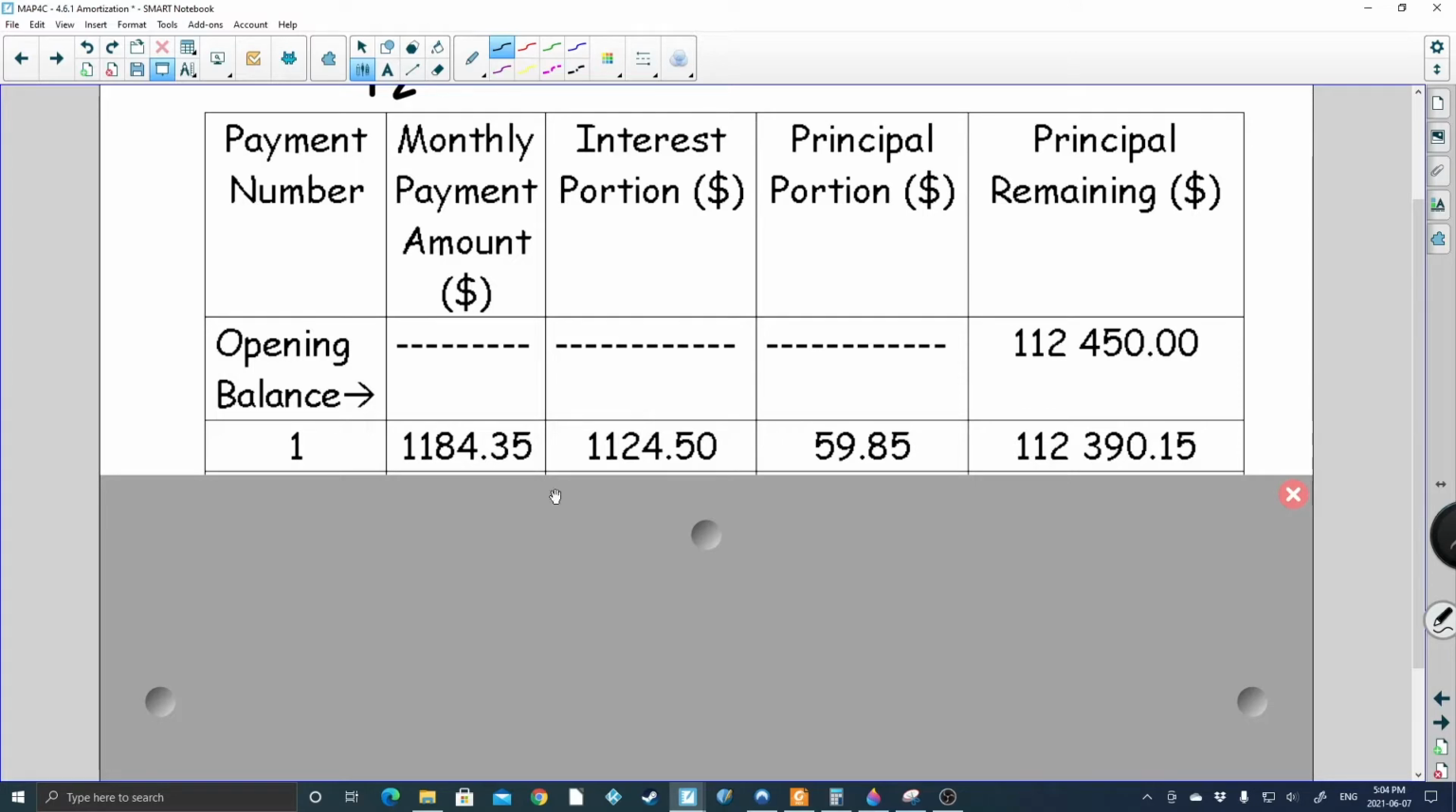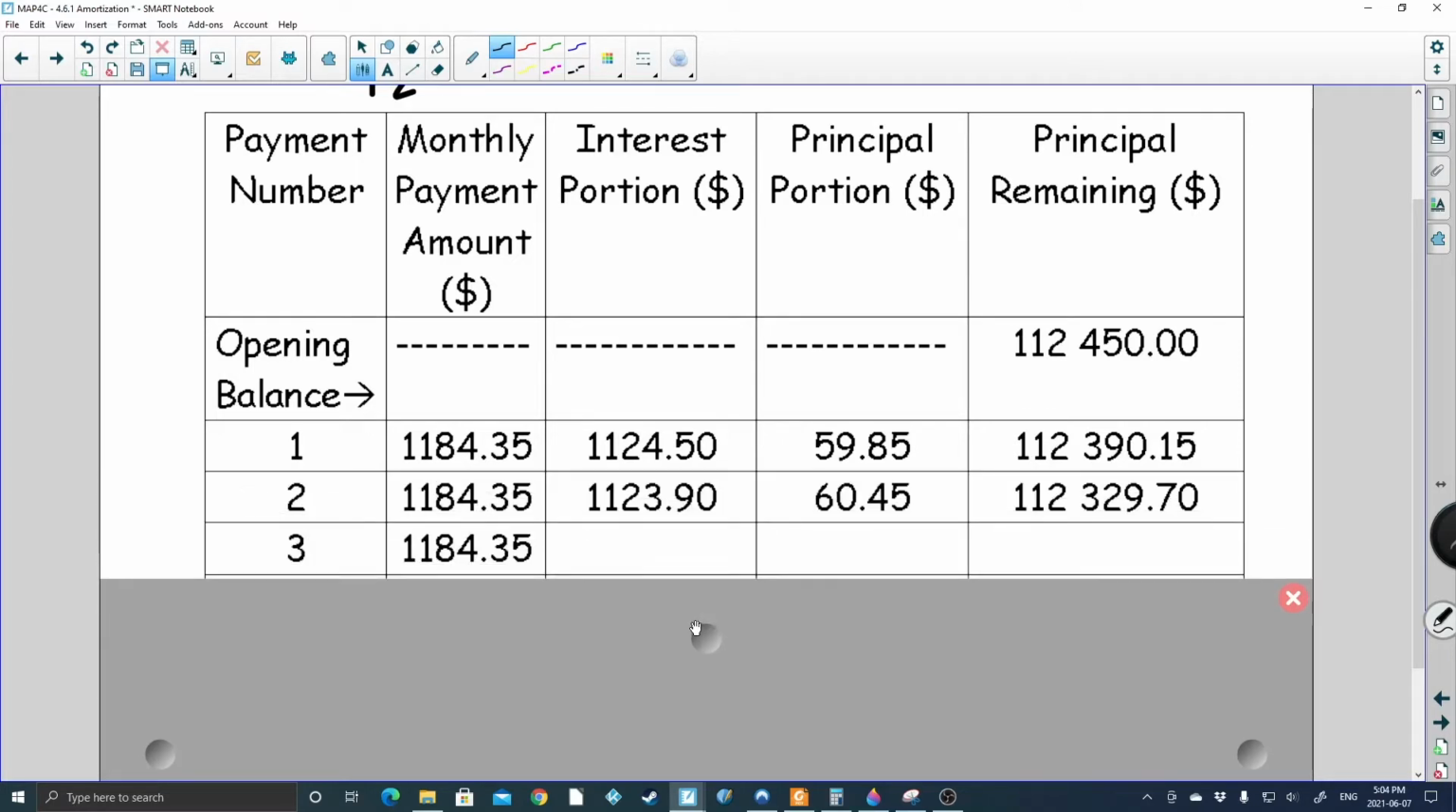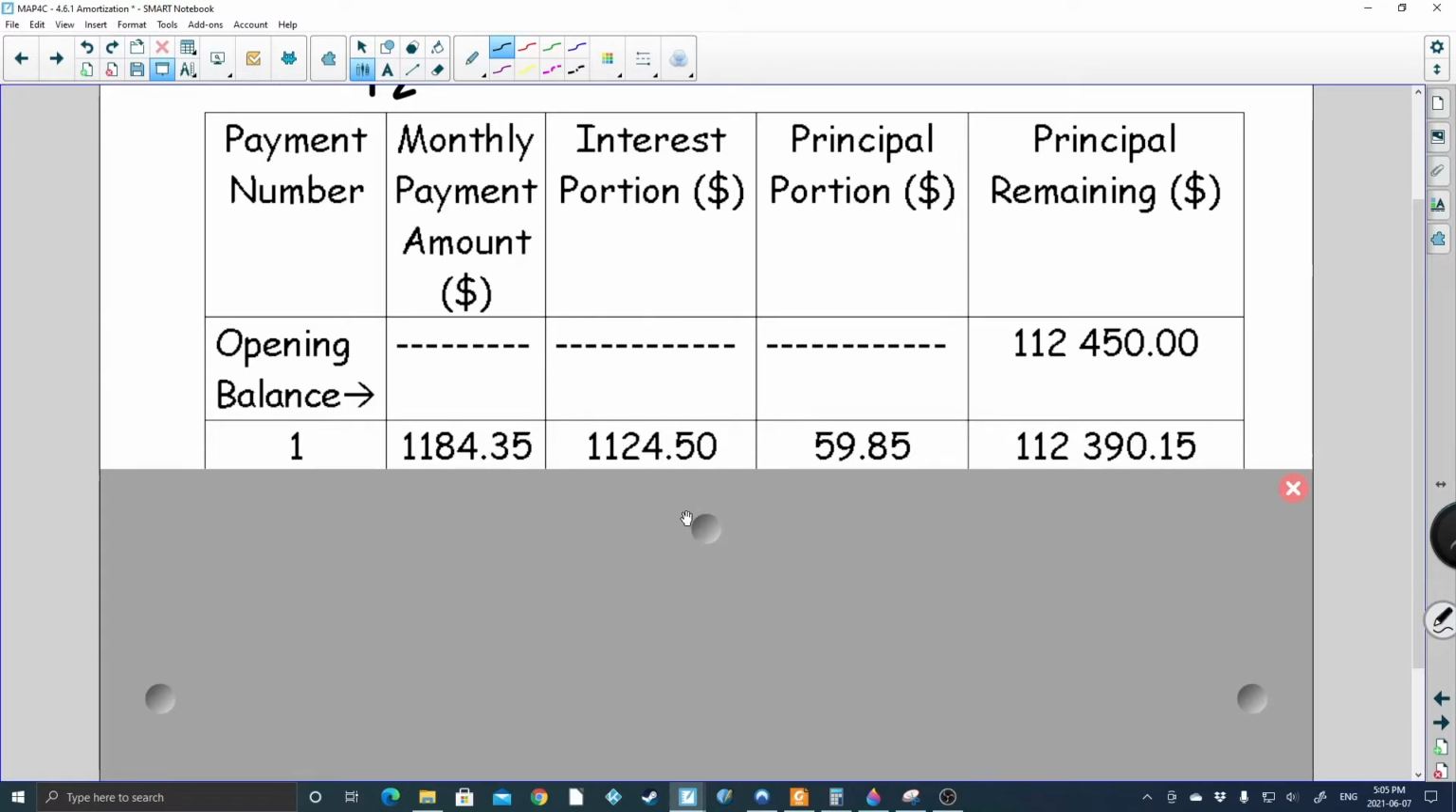Now the monthly payment amount, I'm just going to reveal the next couple of rows here. The monthly payment amount is something that the bank has figured out for you. So that $1,184.35 is going to always be the same number. Now we're going to see how that number is calculated a little later on. For right now, I'm just giving it to you, but I want you to see that that column is always going to be the same number. The interest portion is going to change, and so will the principal portion.